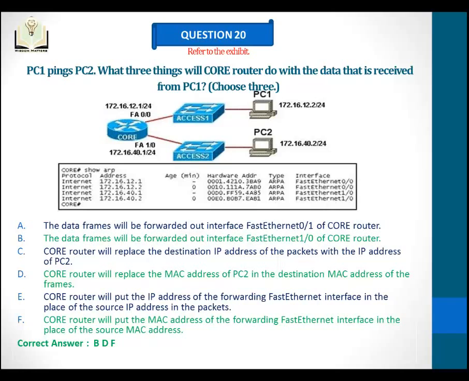The data frames will be forwarded out interface FastEthernet 1/0 of the core router, and D, the core router will replace the MAC address of PC2 in the destination MAC address of the frames, and F, the core router will put the MAC address of the forwarding FastEthernet interface in the place of the source MAC address.